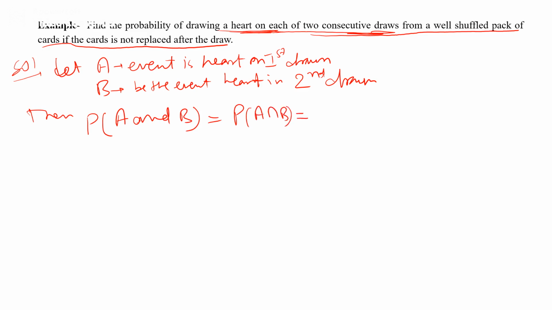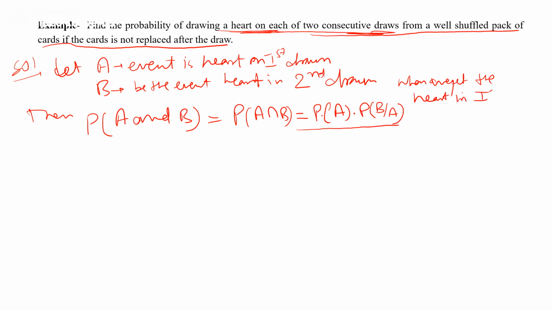So by conditional probability, we write probability of A into probability of B given that A has already occurred. Why are we using conditional probability here? Because when we get the heart in the first draw, in the second draw we have left only 51 cards, because we are not replacing the card in the second draw. So one card is reduced.